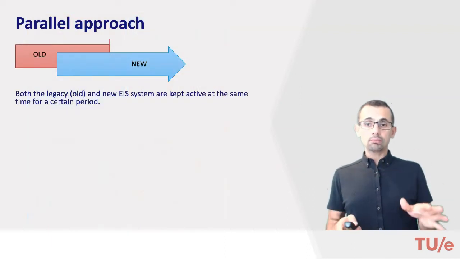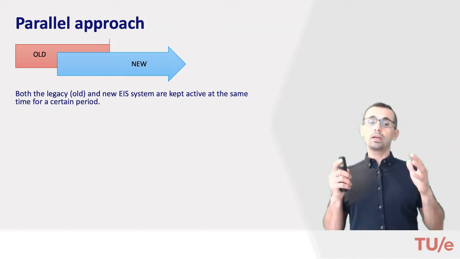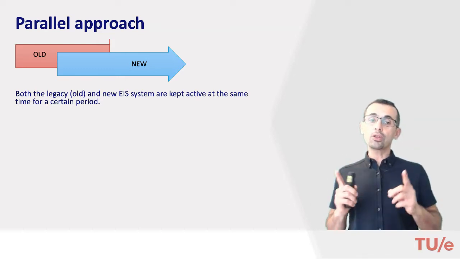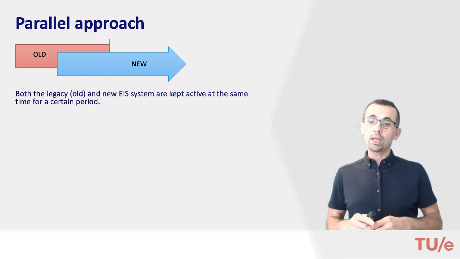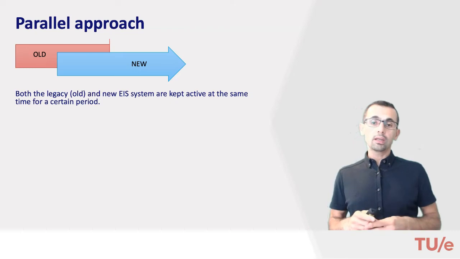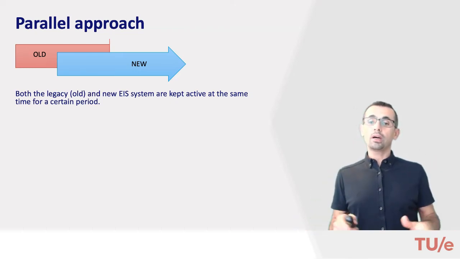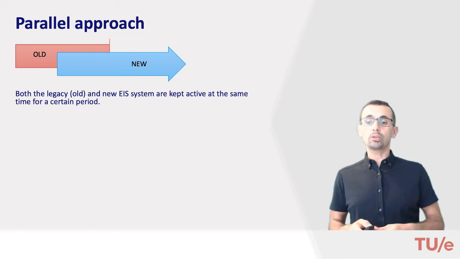Now I can tell you that the Big Bang and the phased approaches are quite common in practice, but there's a third one. There's the parallel approach, which you should also be aware of. In order to reduce the risks even further, the old and the new system run simultaneously for some period of time, after which, if the criteria for the new system are met, the old system is disabled. So they just run for a certain period of time in parallel.